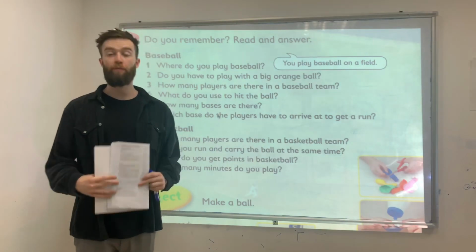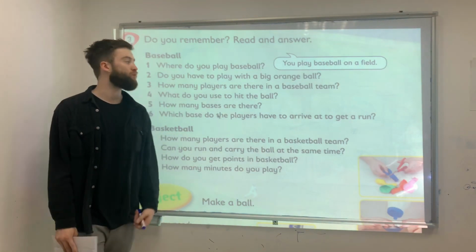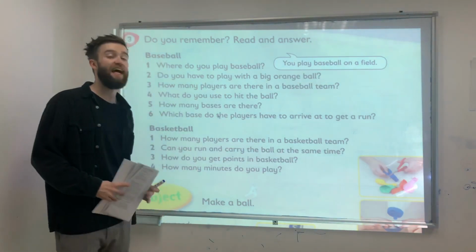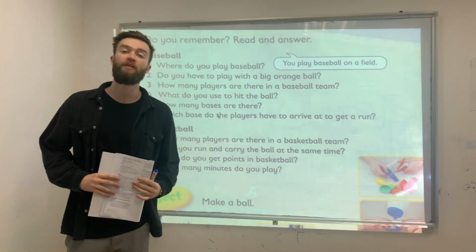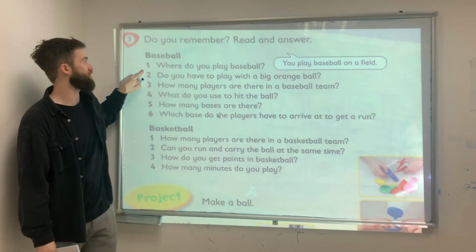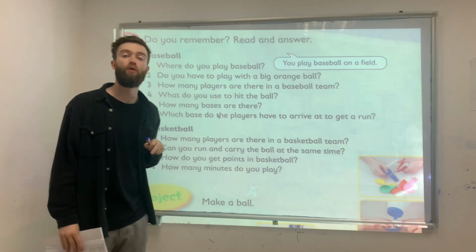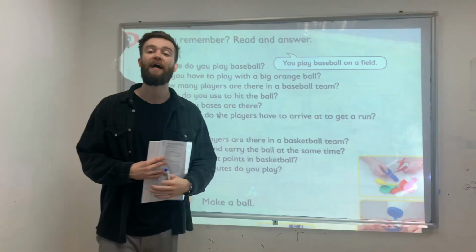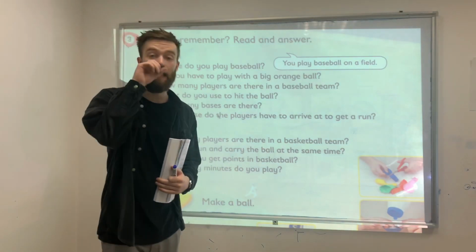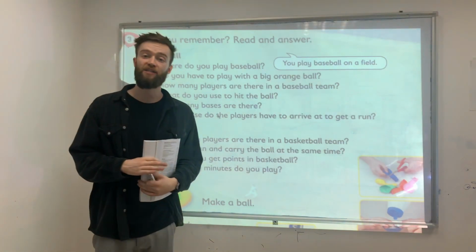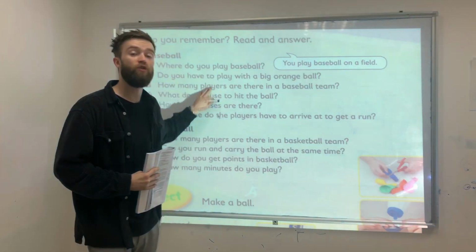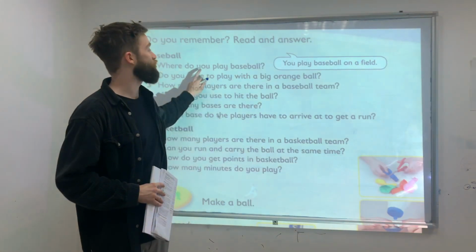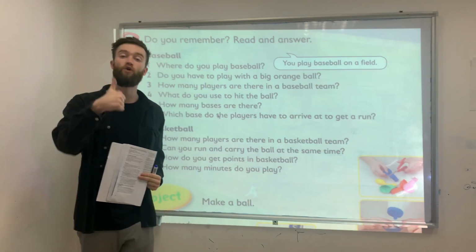Okay everyone, turn to page 25 in your pupil books. Now we are looking at exercise 3. Now, we have some questions about baseball and basketball. Before we look at the questions, turn to page 24 and read again. Read about baseball and basketball, and then we will go through the questions, okay? If you need to pause the video to answer each question, then that is okay.